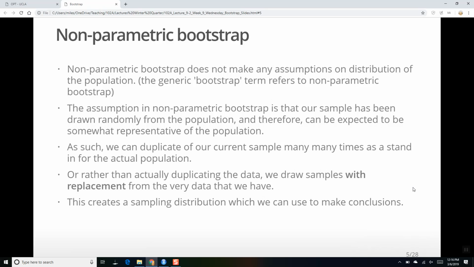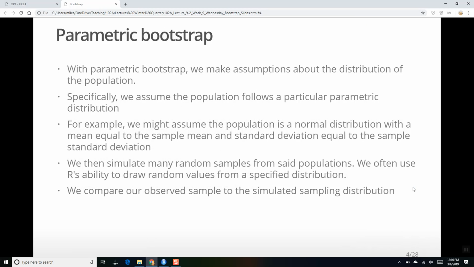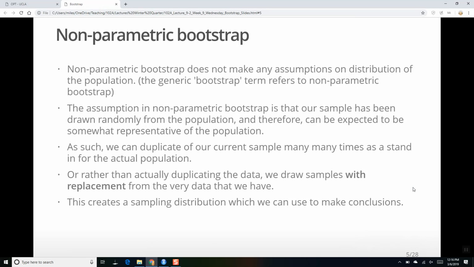Is that okay? The idea there? And then once you have your sampling distribution, you make conclusions about your sample versus the sampling distribution. So these are parametric bootstrap and non-parametric bootstrap. These are just ways to create a sampling distribution so that we can take our observed sample, compare it to the sampling distribution, and make conclusions about whether our hypothesis that we used to create our sampling distribution is valid or not.